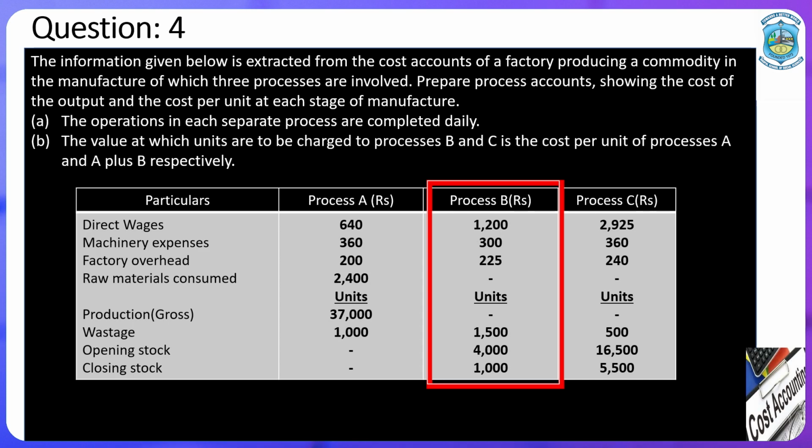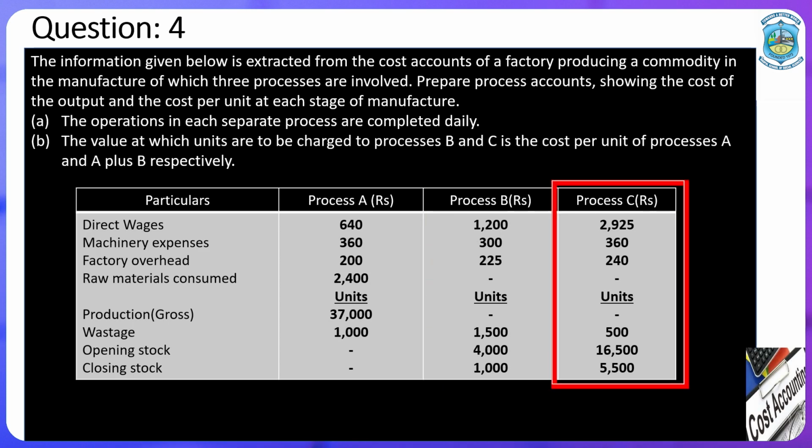In process C, total direct expenses are 2925, machinery expenses are 360, factory overhead is 240, and there is a wastage of 500 units, an opening stock of 16,500 and a closing stock of 5,500. So this is the information given in the question. We are going to solve it.